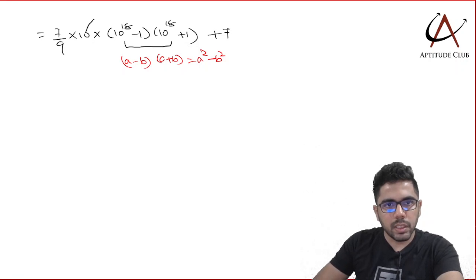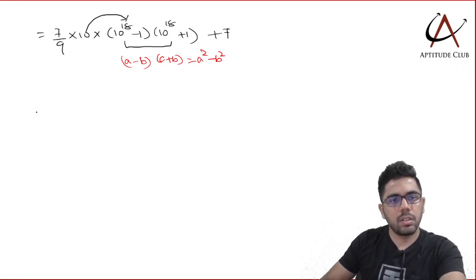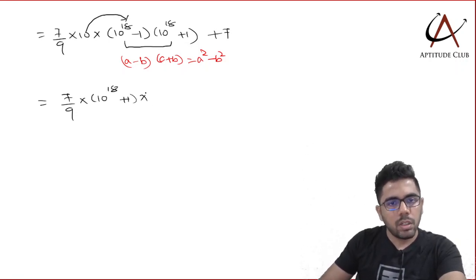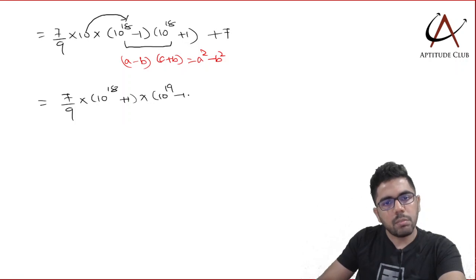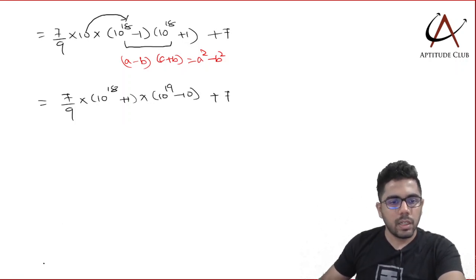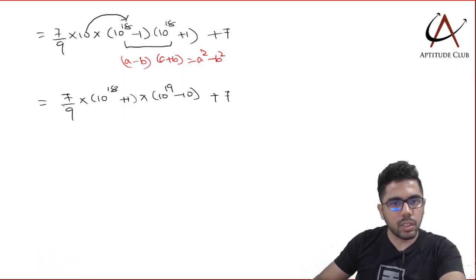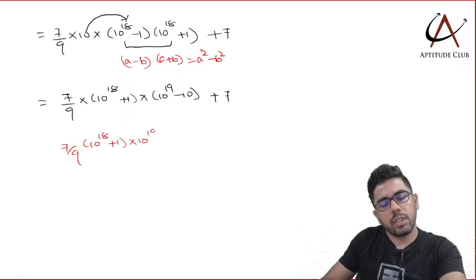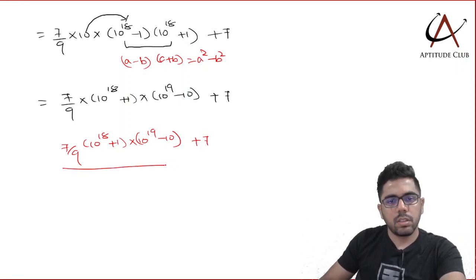Now multiply this 10 here. So you get 7 by 9 into 10 to the power 18 plus 1 into 10 to the power 19 minus 10 plus 7. Now think about this. When you divide this total number, 7 by 9 into 10 to the power 18 plus 1 into 10 to the power 19 minus 10 plus 7, by 19, what is the remainder?